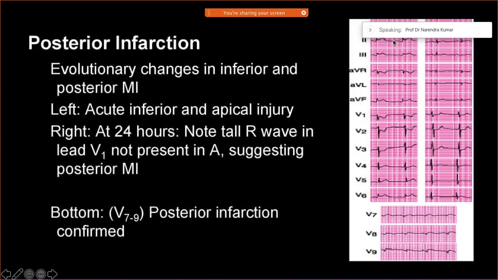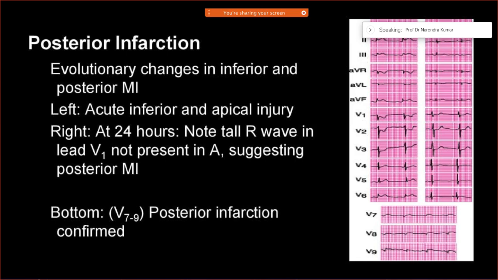So for example, about the possible culprit artery, you should look at lead 2 and 3. If there is higher ST elevation in lead 2 compared to 3, it should be a possible LCX lesion. Similarly, if there is higher ST elevation in lead 3 compared to lead 2, you should suspect there is possible RCA occlusion.